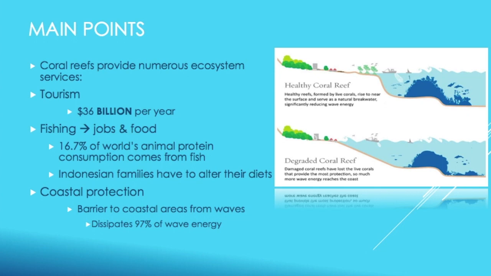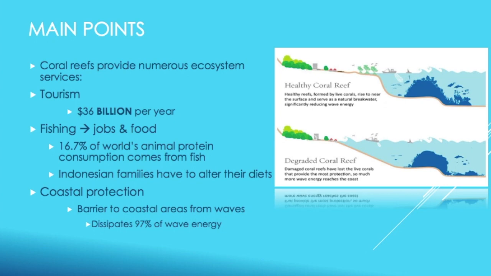16.7% of the world's animal protein consumption comes from fish. And an example of how people are affected by the degradation of the coral reefs is in Indonesia. Indonesian people heavily rely on the coral reefs to get their fish and food. So when there was no more fish at the coral reef, the families had to alter their diets completely. And there was kind of an income shock as well, because they lost out on a lot of money without the fish.